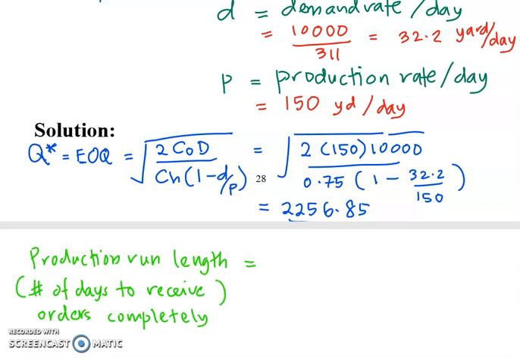So in this case, the production run equals the Q optimal, which is 2256.85 divided by 150. Because every time you set up the production and do the production, the quantity, or the Q optimal, is 2256.85, and you only receive 150 per day. So basically the formula is Q optimal divided by 150. That gives 15.15 days.